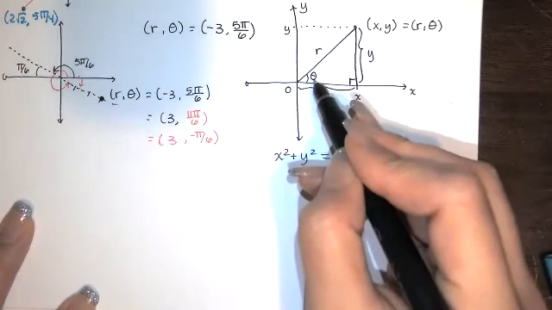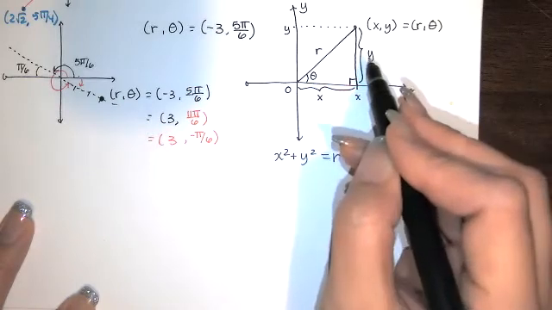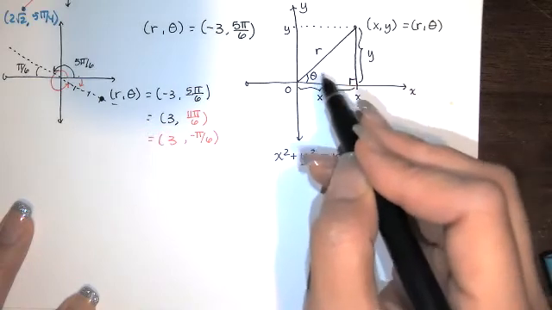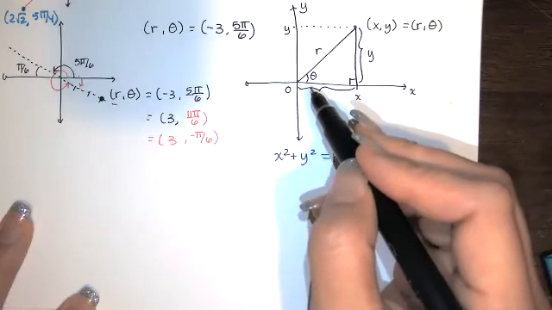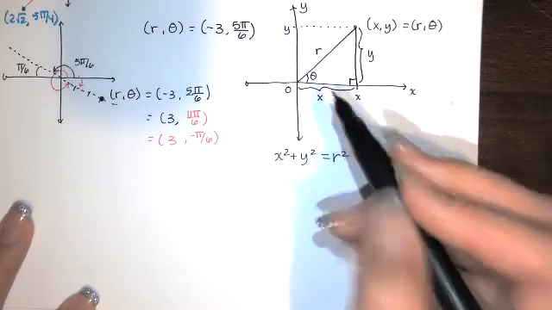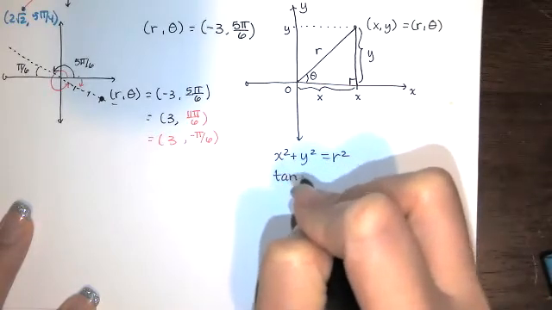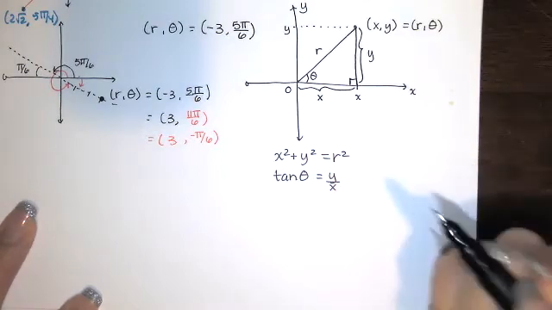And also I see a theta here and a y over x. The side opposite theta is y. The side adjacent to theta is x. And remember, tangent of an angle is opposite over adjacent. So tangent of theta is y over x.